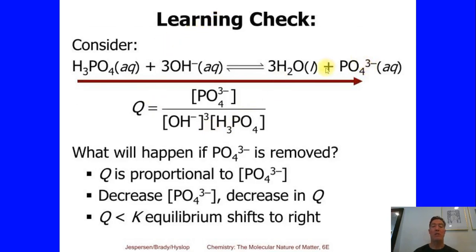So let's just take a quick example here. Here's our Q expression. We're going to leave water out. We've got product over reactants. If we remove this product, that decreases Q, because now it's product over reactant. This gets really, really small, and so Q is much smaller than K, and so it has to create more product. It's going to shift to the right.